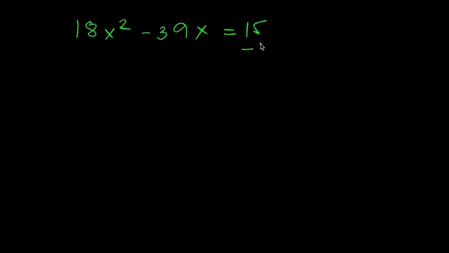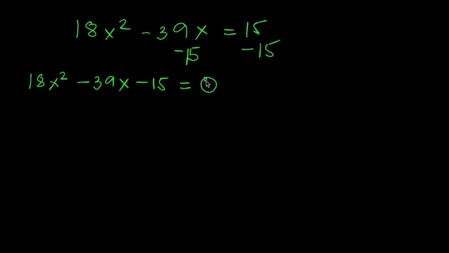Just subtract 15 on both sides. So we have 18x squared minus 39x minus 15, and the right side would be 0. Okay, so it's time to split again.